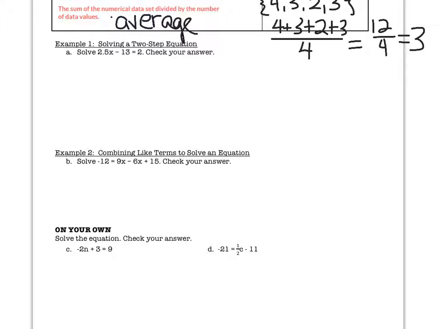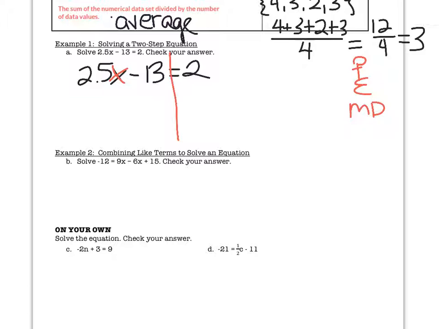All right, let's talk about solving multi-step equations. Example 1. You have 2.5x minus 13 is equal to 2. So in order to solve for a variable, we have to get the variable x alone. So everything on the left side of the equation with x needs to go except for x. And the way we do that is we use the order of operations. Please excuse my dear Aunt Sally backwards.